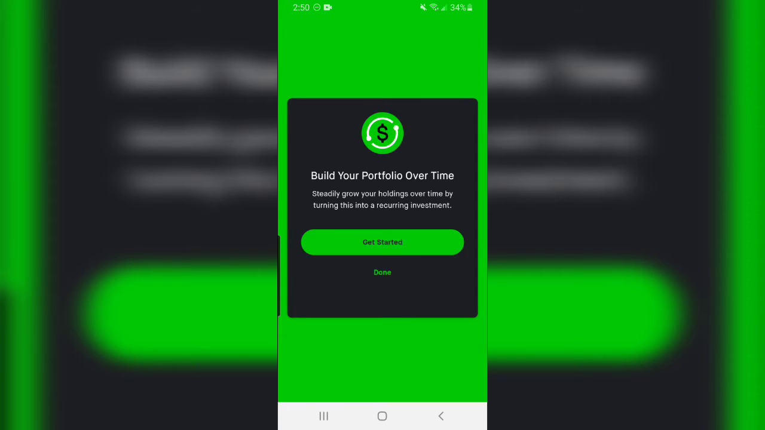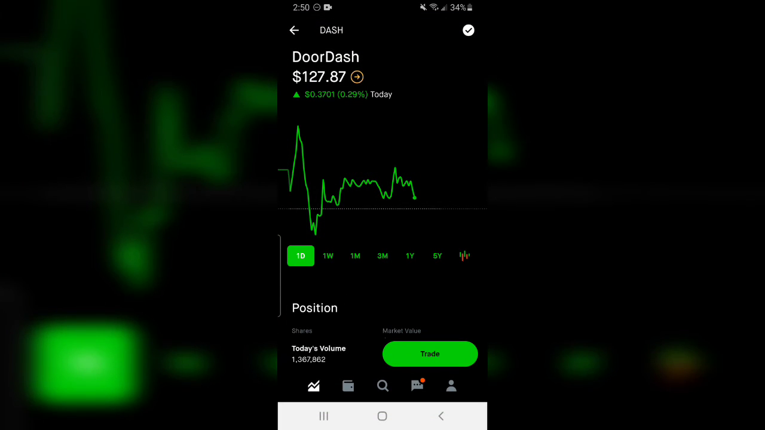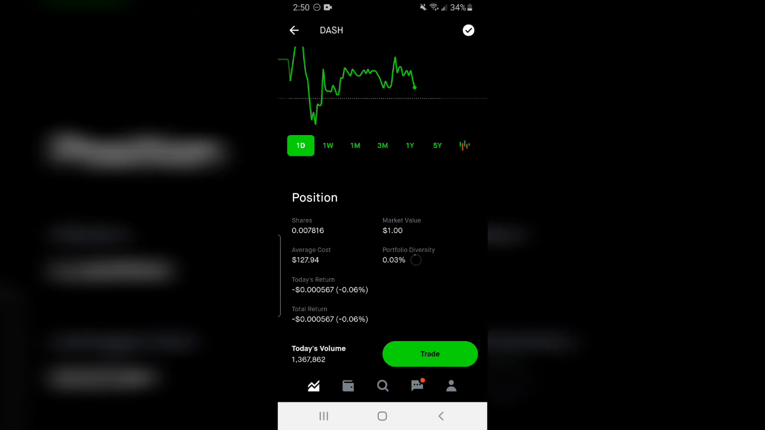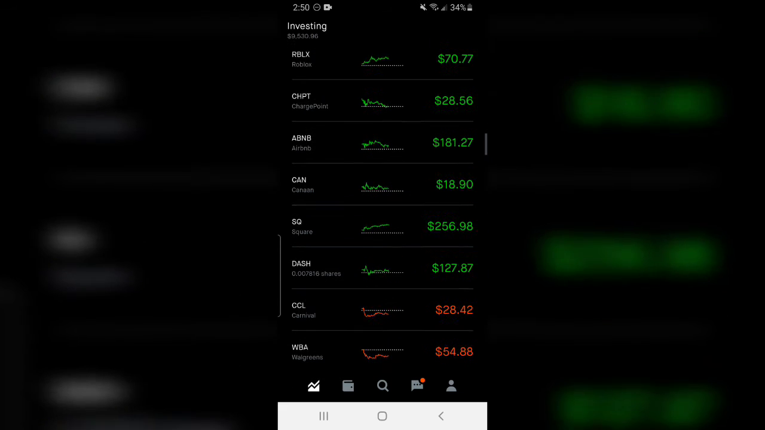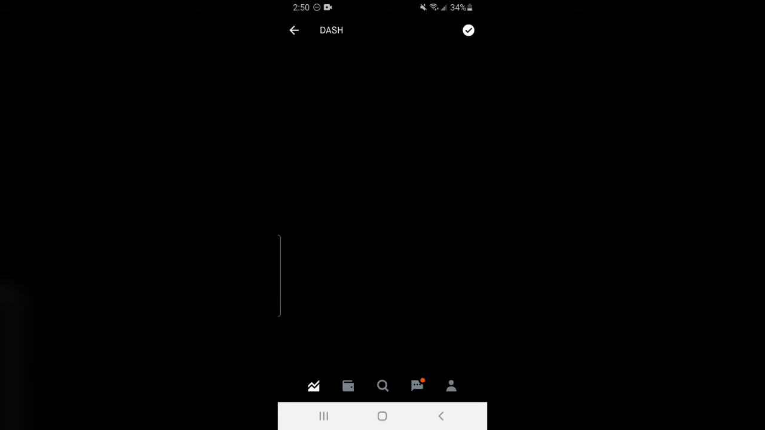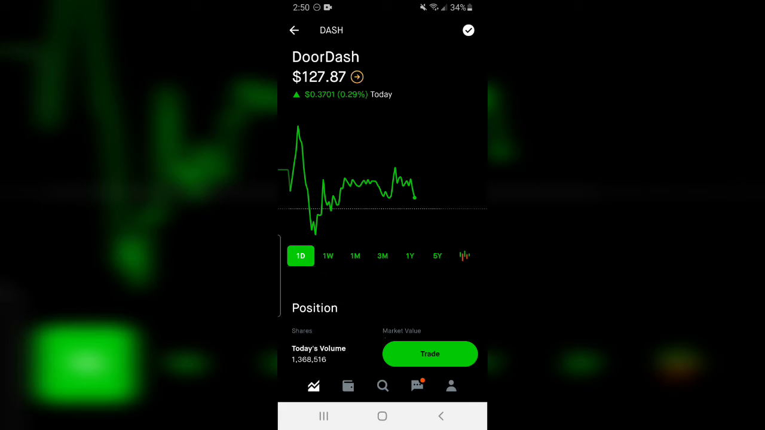Now, as you can see, they give you the option to invest over time if you want, but I don't do that. I like to do things myself. So I just put this $1 into DoorDash, and I did a market order. Now, you don't have to do a market order. If you're buying a larger quantity of something, you don't want to do a market order.